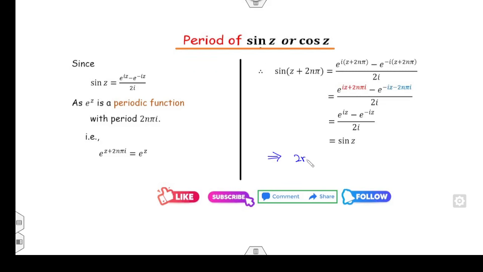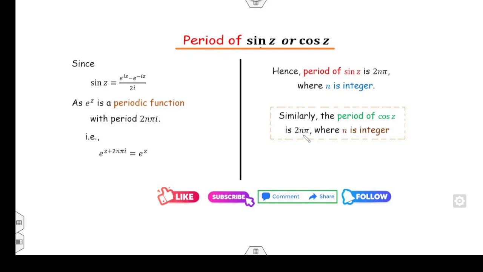What does it imply? This implies 2n pi is the period of sin of z. Similarly, you can prove that the period of cos z is 2n pi, where n is any integer. Integer means positive or negative both. That means 2 pi, 4 pi, 6 pi, and so on. On the other hand, minus 2 pi, minus 4 pi, and so on. All are periods of the functions. Fine.